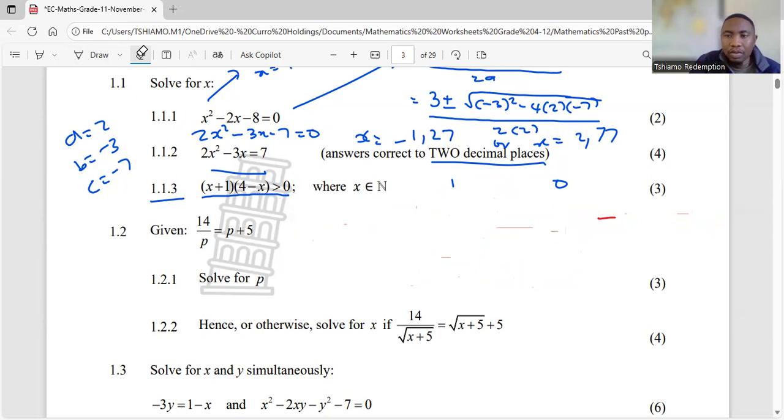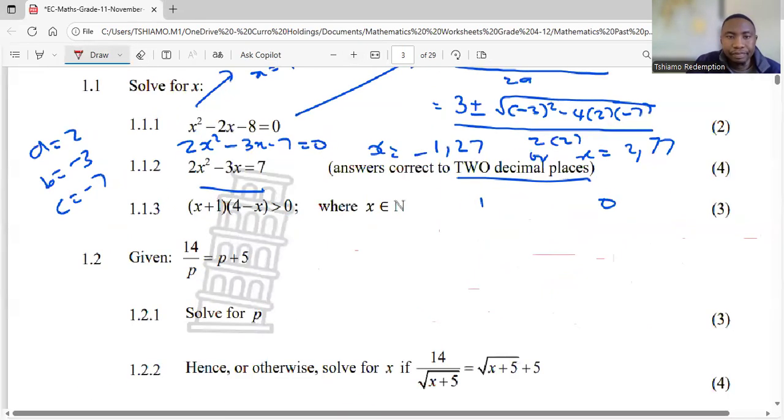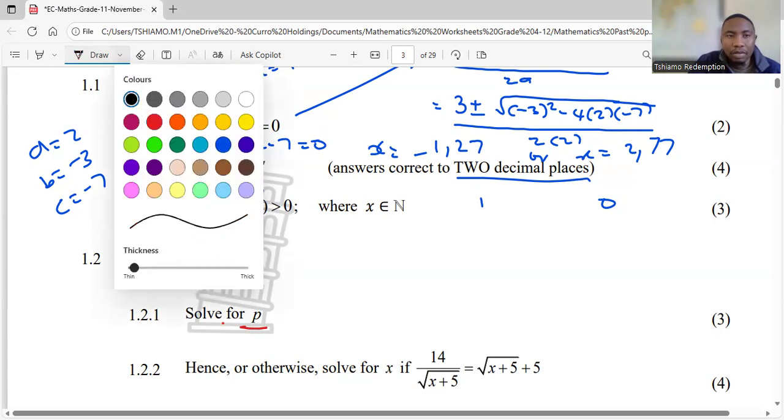Okay, let's look at the following question. The next question says, given that 14 over p equals p plus 5, solve for p. So how would you solve for p now?